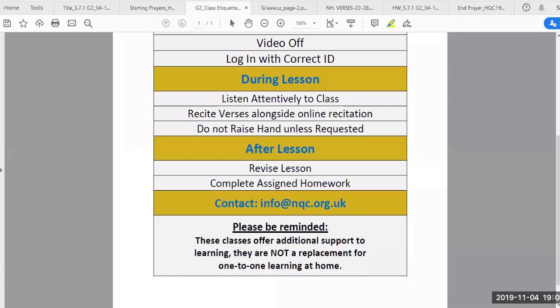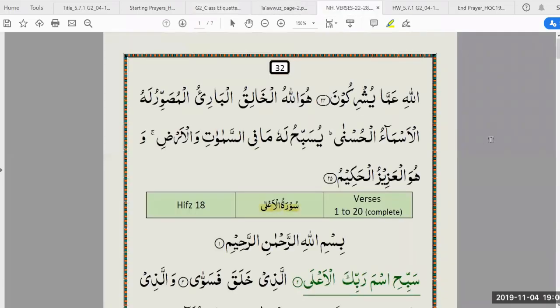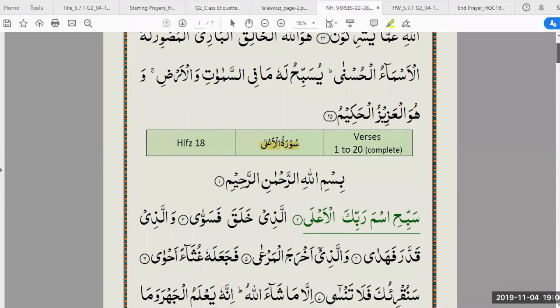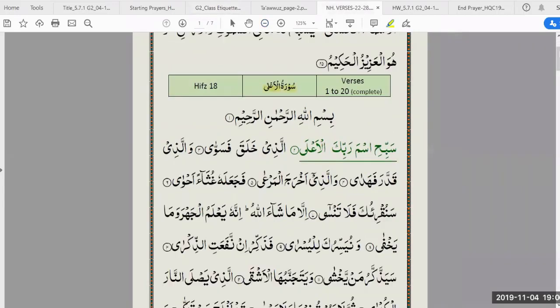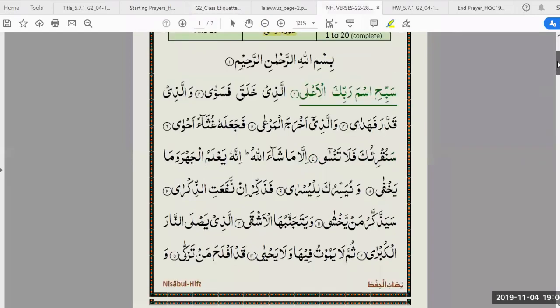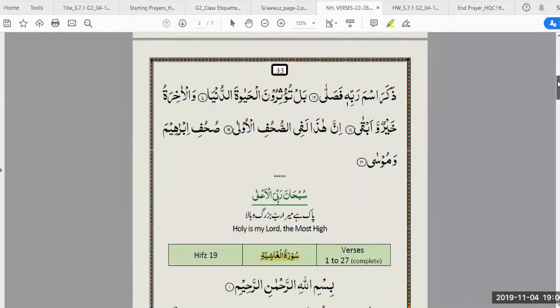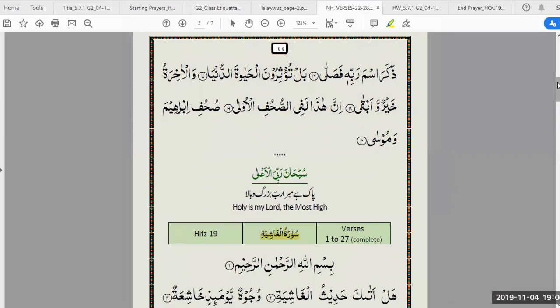Okay, and have you learned the surah after that? Yes. Okay. She completed Surah Al-Ghashiyah? No, not complete. She didn't start. Okay. Have you started learning Surah Ghashiyah? Yes. Okay, so how much did you read? Do you know? Not really.